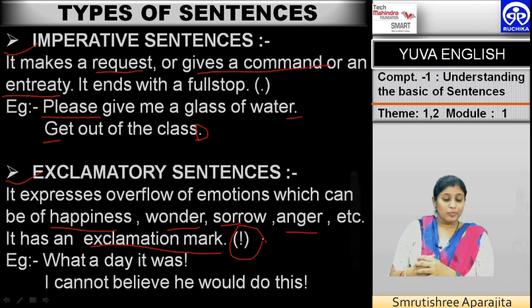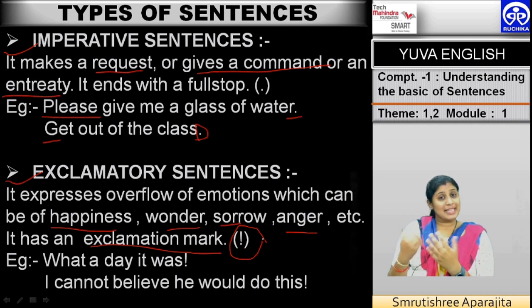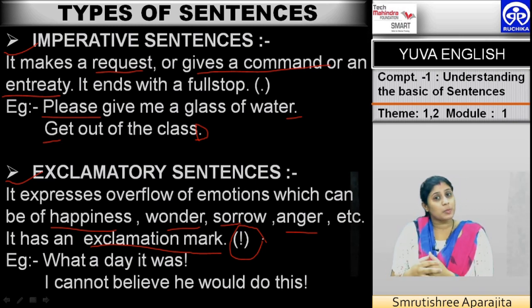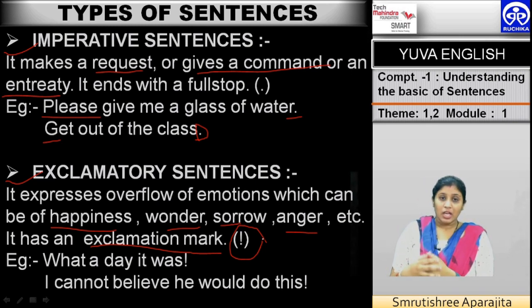For example, what a day it was! Now the day was very good, so I would say, what a day it was! Now the second example: I cannot believe he could do this! Someone has topped the IAS, IPS board, the civil service examination boards, so I am in utter surprise. Oh my God, I cannot believe he would do this! He has done that thing.